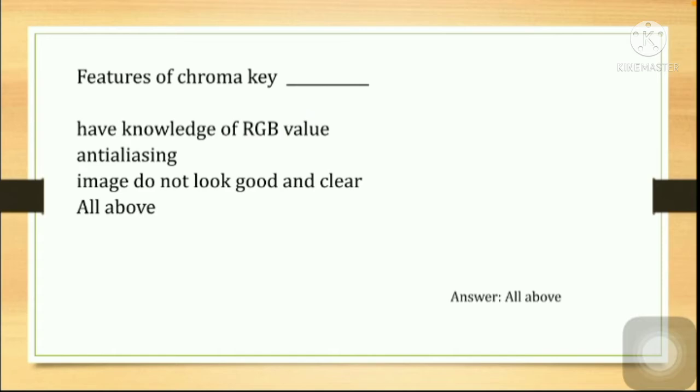What are the features of chroma key? For composing, for revealing the other image, it requires the knowledge of RGB value. So first option, having knowledge of RGB value, yes, it is a feature of chroma key. Anti-aliasing property, to make a smooth picture, to remove the unclearness, the chroma key requires anti-aliasing. So anti-aliasing is also a feature of chroma key. And because of this, many times images do not look good and clear, yes, this is the disadvantage of the chroma key. That's why the answer is all of the above.